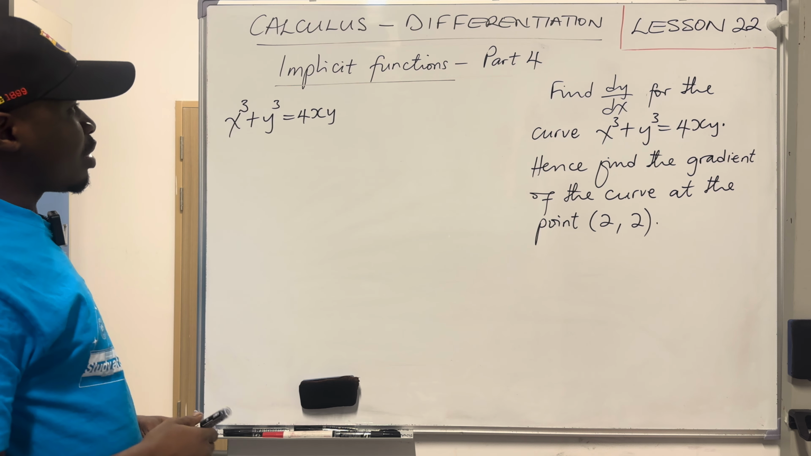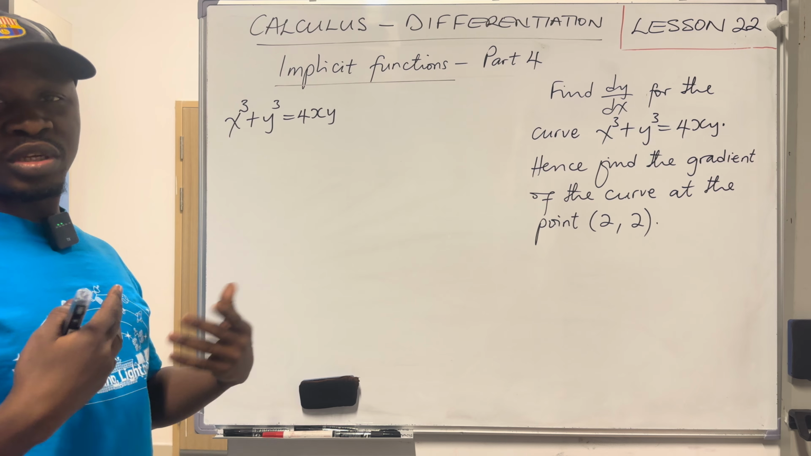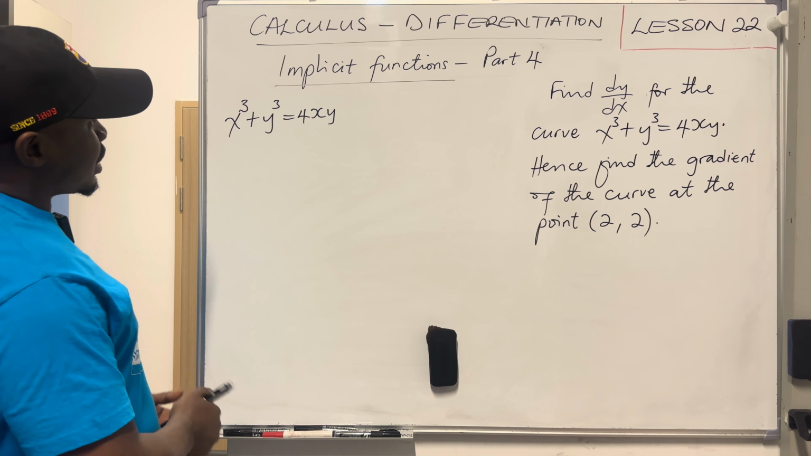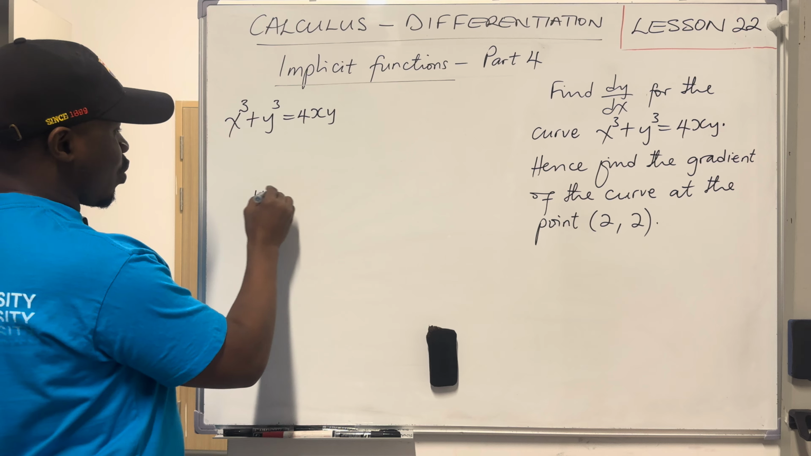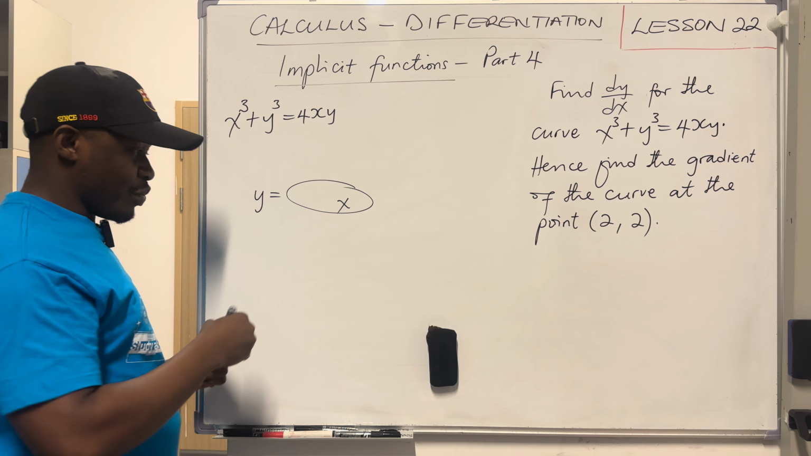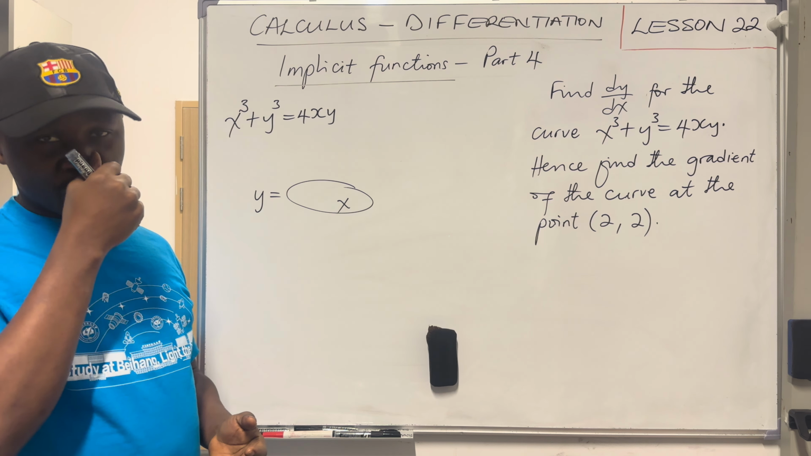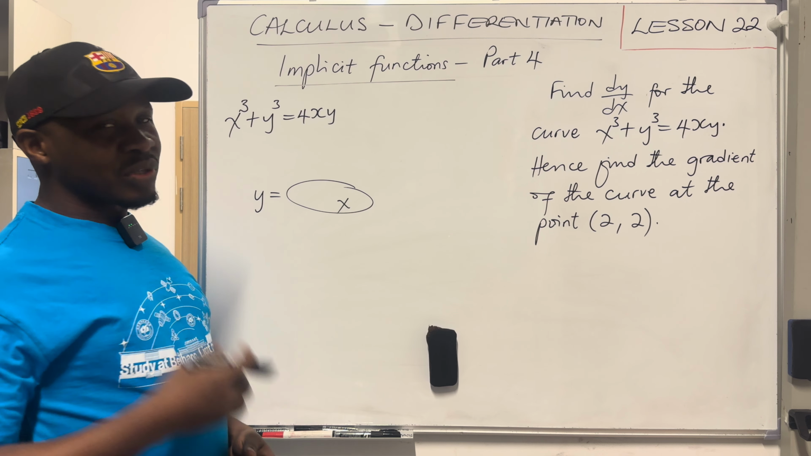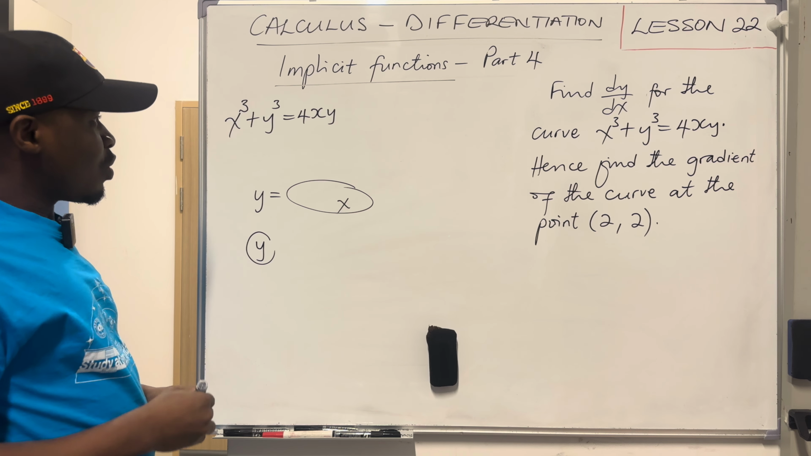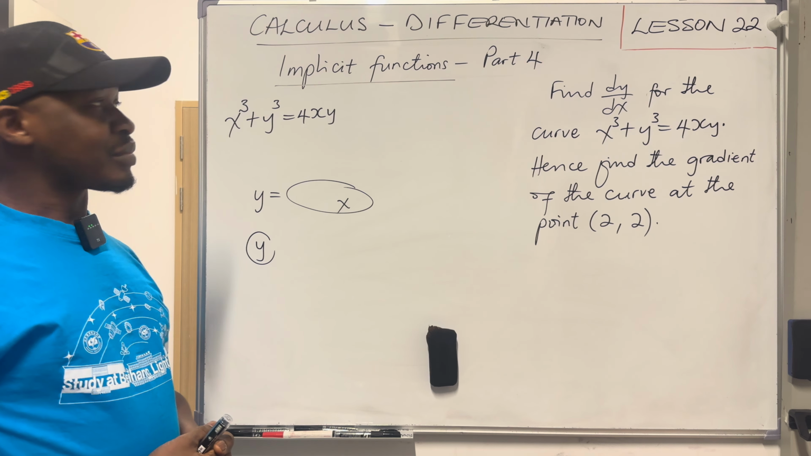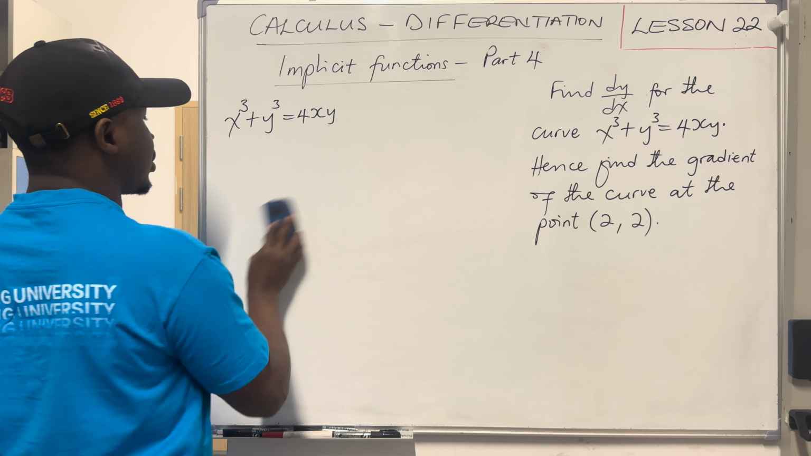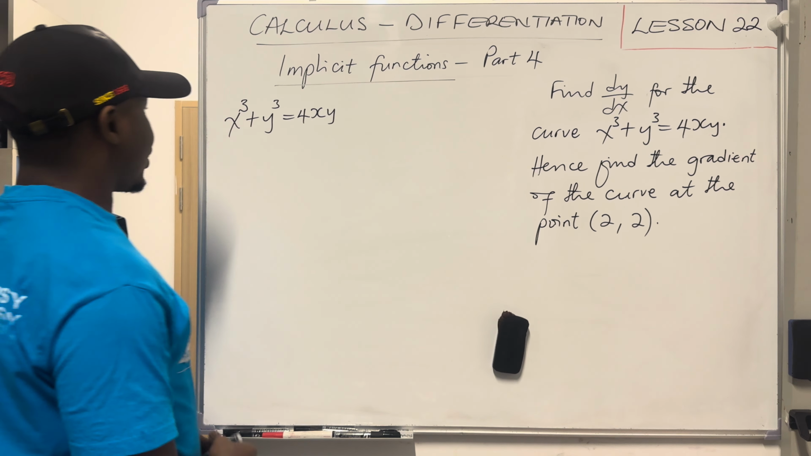This is the function. But when you have this one on a graph, it will give you a curve. Whenever you have y equal to what is here, there is no y, just x, we can say it is explicit. But whenever y cannot stand alone, you cannot make y the subject, we can say the function is implicit. So this one is an implicit function.